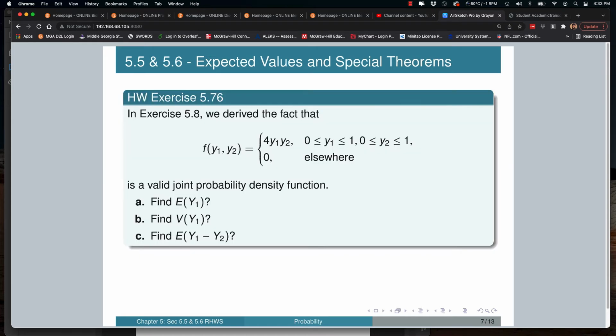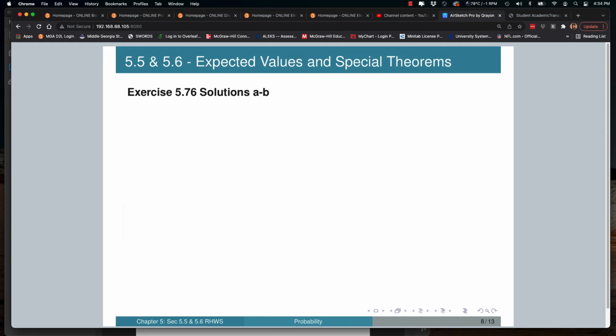All right, so the next one's 5.76. This is a function we've seen before. The function f of y sub 1 and y sub 2 equals 4y sub 1 times y sub 2, where y sub 1 and y sub 2 are both between 0 and 1. They just want us to find the expected value of y sub 1, the variance, and then the expected value of y sub 1 minus y sub 2. So we should be able to do A and B pretty quickly on the first slide after this one.